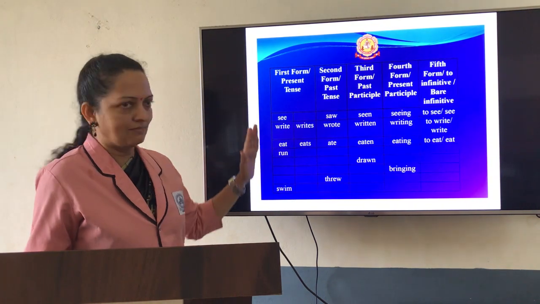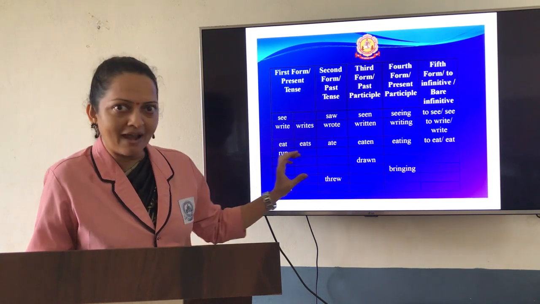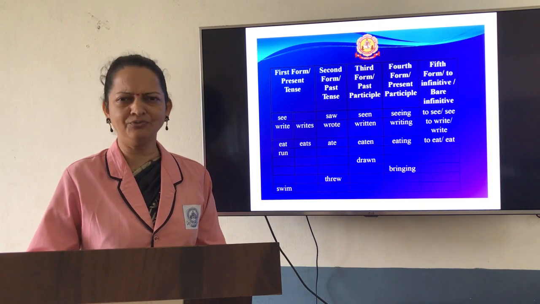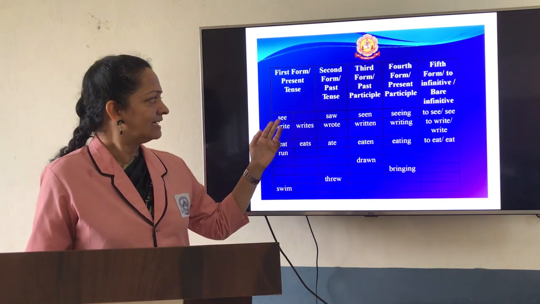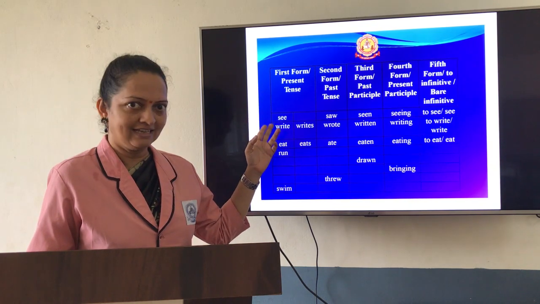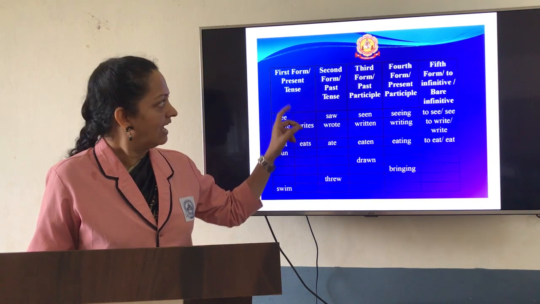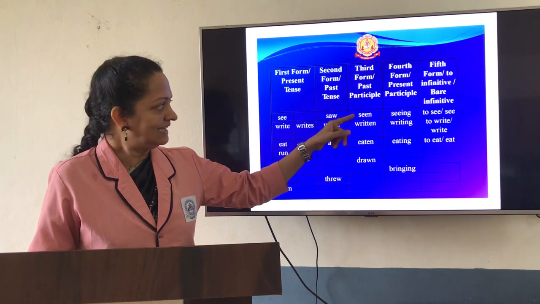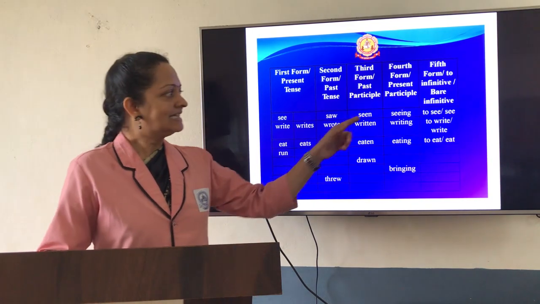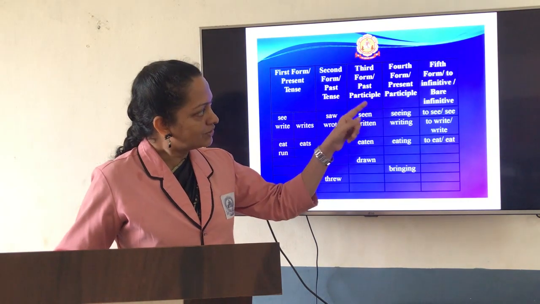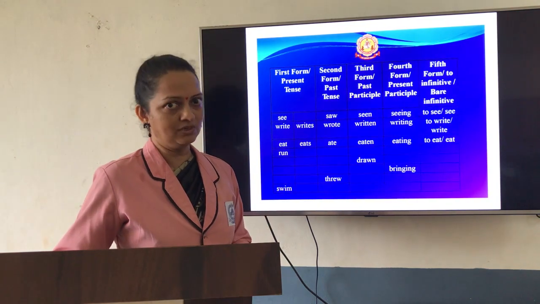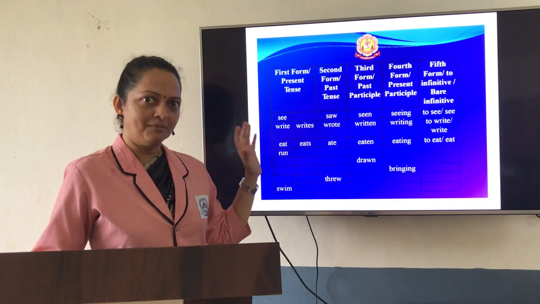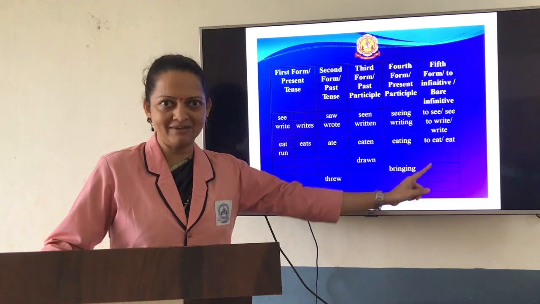So you can see in the first column I have written a few verbs. Now you can see blanks over here. Those blanks are for you. Why? Because you have learned this since your childhood. We are just revising. So let's see the first one. See. Present tense see, sees. Past tense saw. Third form is past participle seen. Present participle seeing. To infinitive to see and bare infinitive see. In the same way, I will be using this tabular form now and then. I will be displaying it on the screen. You have to solve the remaining blanks.